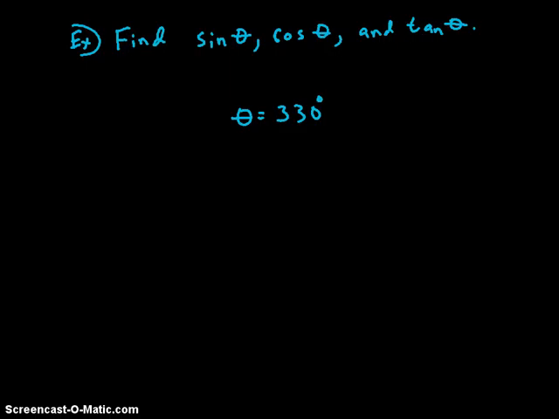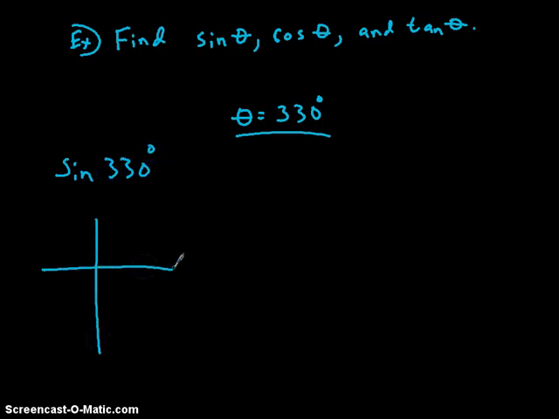Suppose directions were find sine of theta, cosine of theta, and tangent of theta, and theta was, let's say, 330 degrees. To start off by finding sine 330, you first graph the angle, 330 degrees. That's going to be in quadrant 4. So 330 degrees is down here. You can draw the whole thing around that way, but you don't have to. Just know that's quadrant 4.